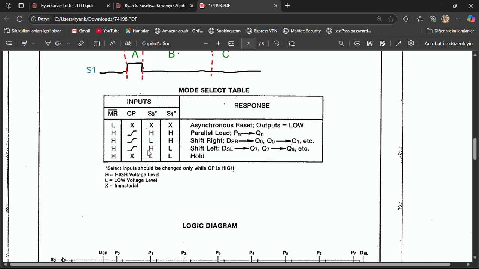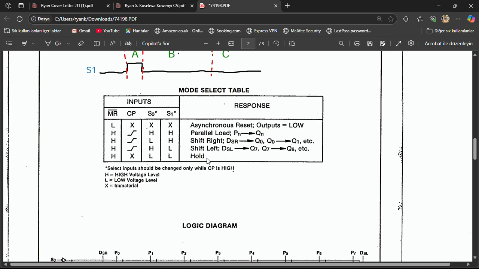So, okay, now let's move on to this one. Here, S0 is going to be high, and S1 is going to be low, and we're going to have a left shift, okay? And then lastly, when both of them are low, I'm going to have a hold. A hold basically means just store the data, don't perform any operation. It's almost like the data is read only. So these are the modes, the four of them.